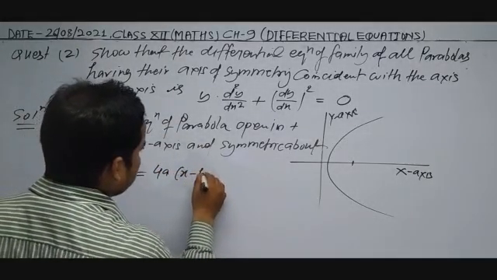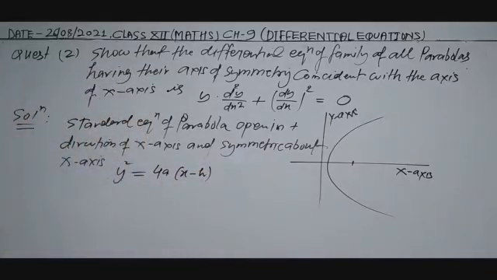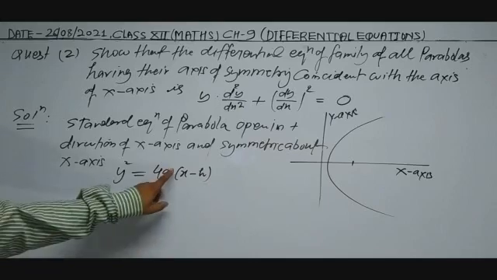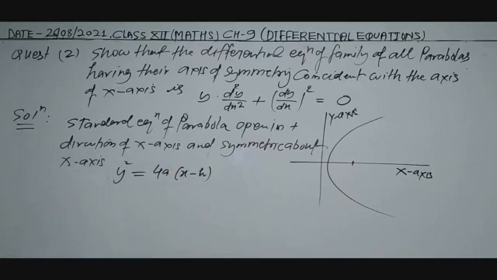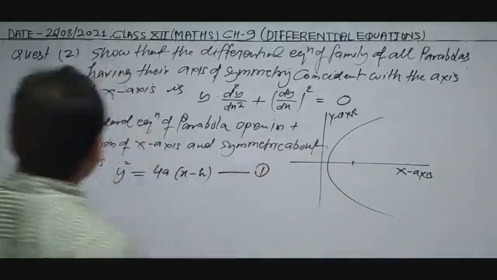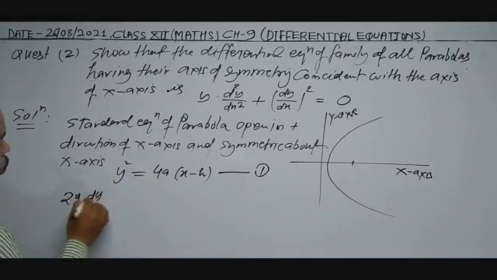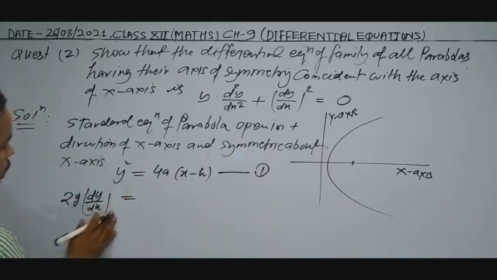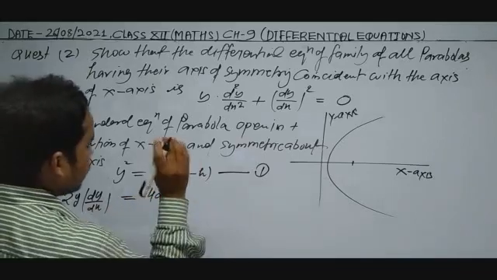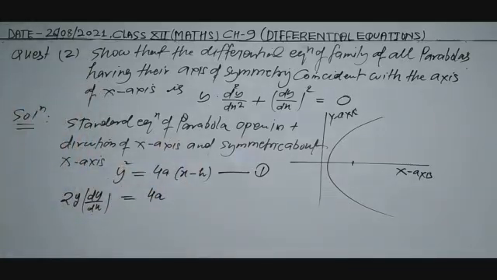This can be written in the x minus h format, because the center coordinates are changing. So the standard equation will be of the form y square is equal to 4a times x minus h. Now we have to differentiate this equation. Suppose this is equation 1. When you differentiate, the result will be 2y times dy by dx is equal to 4a, because 4ah is a parameter and its derivative will be 0.